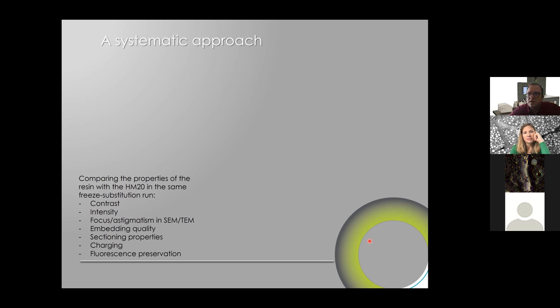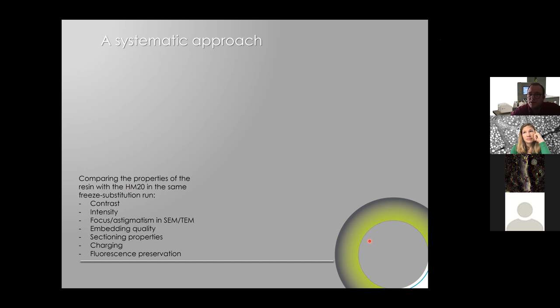How do we do the focus and astigmatism? In TEM that is not that relevant, but for SEM, and you will see later on, this is one way of evaluating. We wanted to evaluate the embedding quality. This is quite important because if you have a conductive resin but the embedding is bad, well, you can't do anything. Sectioning properties, because as I was saying, I did that on the microtome. So I did a lot of sectioning.